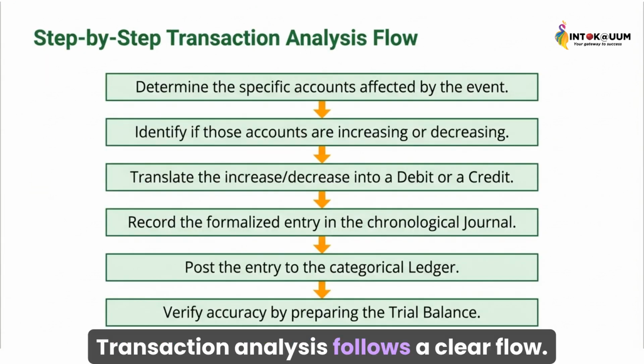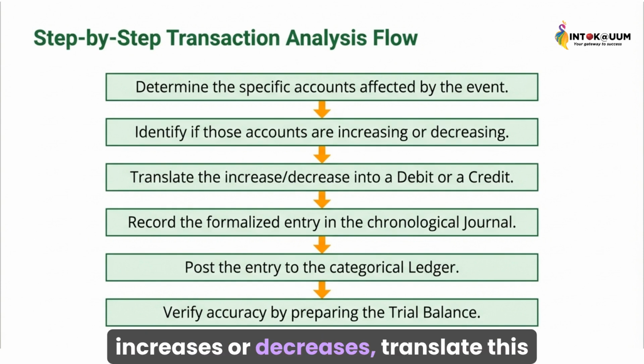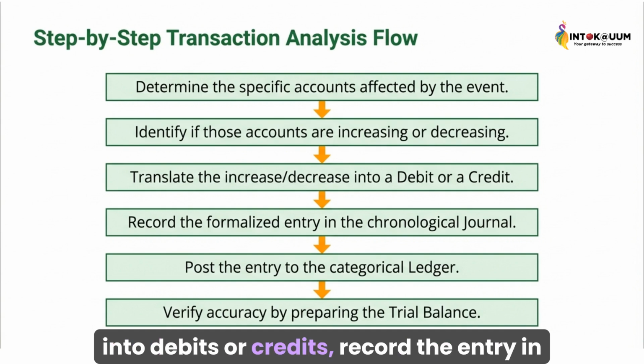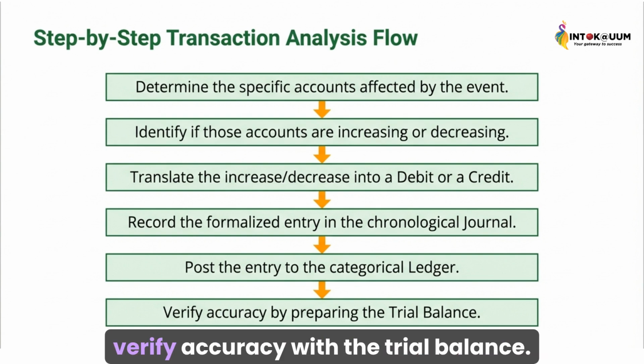Transaction analysis follows a clear flow. Determine affected accounts, identify increases or decreases, translate this into debits or credits, record the entry in the journal, post to the ledger, and then verify accuracy with the trial balance.